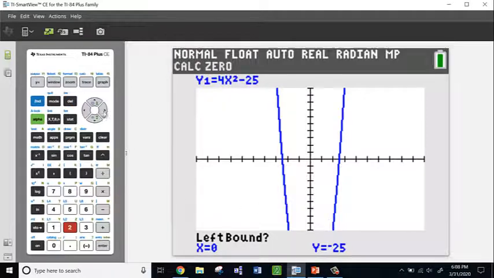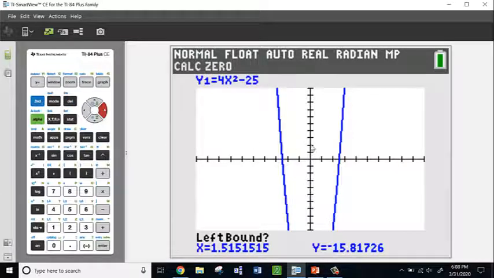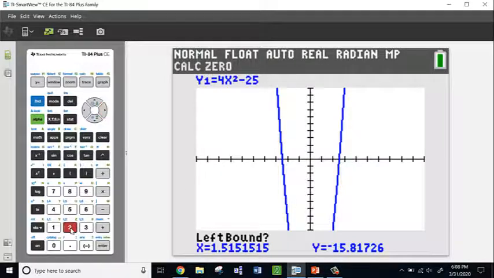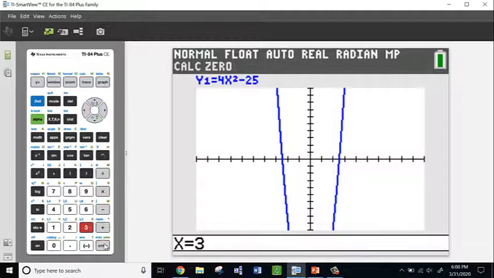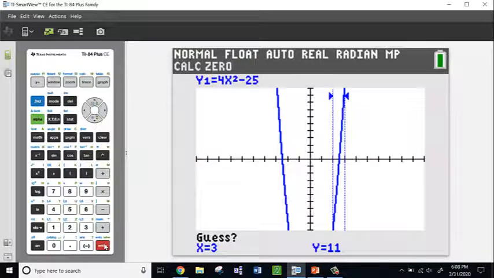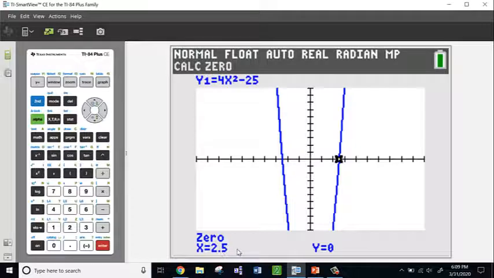So what we need to do is move a couple of things we can do. We can move the cursor, and notice the numbers at the bottom keep moving until we can see it show up on our screen. Or what I like to do is, the answers between 2 and 3. So I'm just going to click 2, enter. Then I'm going to write 3 and enter. And that way I don't have to keep moving my cursor. And then do I want to guess? No. So they're telling me the answer is 2.5.